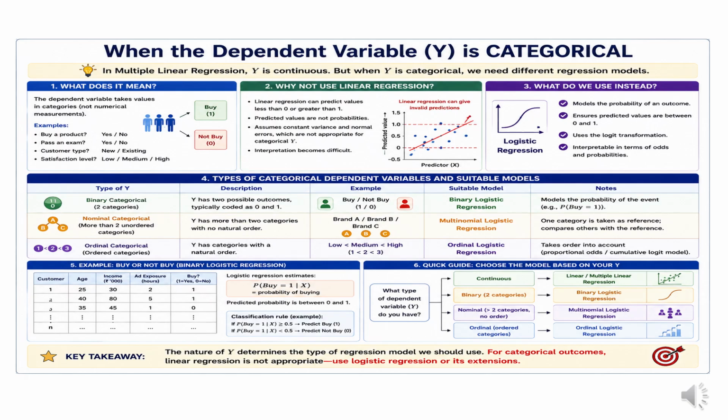Now, categorical dependent variables can come in different forms. If Y has 2 categories, we use binary logistic regression. If Y has more than 2 categories with no natural order, such as brand A, brand B, and brand C, we can use multinomial logistic regression. And if the categories have a natural order, such as low, medium, and high, we can use ordinal logistic regression. So, the important question before choosing a regression model is, what type of dependent variable do I have? If Y is continuous, we may consider linear regression. If Y is categorical, we need an appropriate categorical response model. The nature of Y helps determine the appropriate regression model.